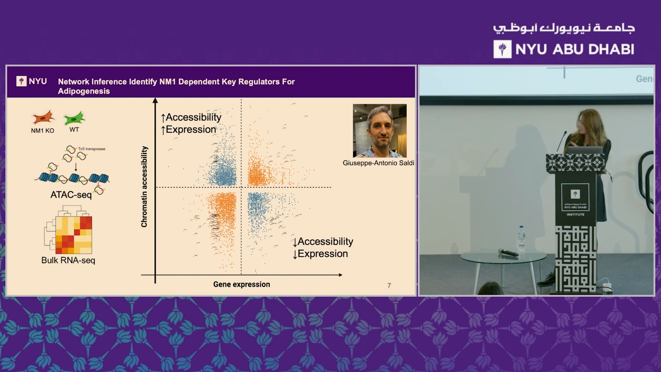And in the opposite quadrant, you can see that there is less accessibility to chromatin and, of course, less expression of genes in absence of NM1. So you can understand how NM1 is important for opening of chromatin and starting the expression of specific genes.